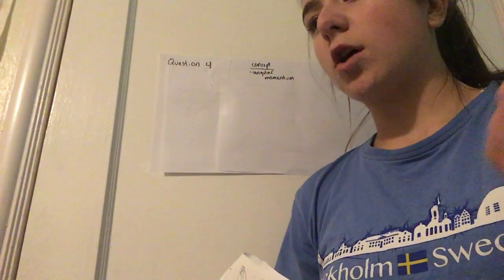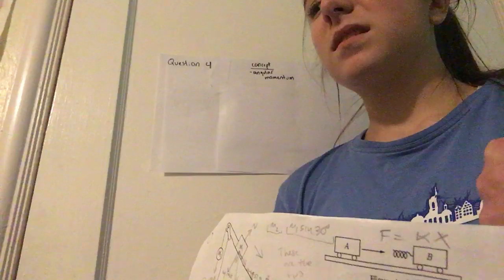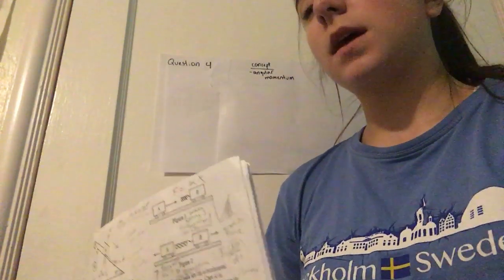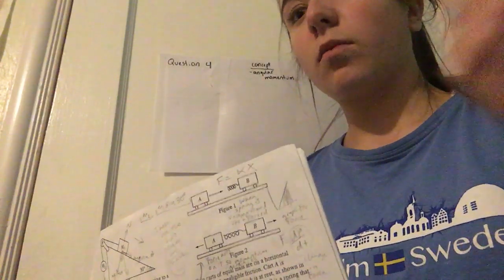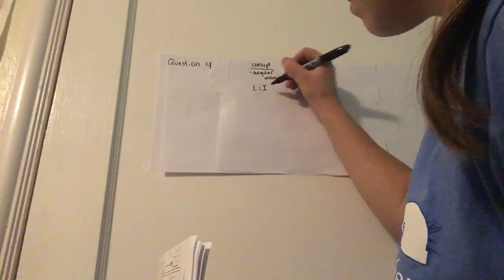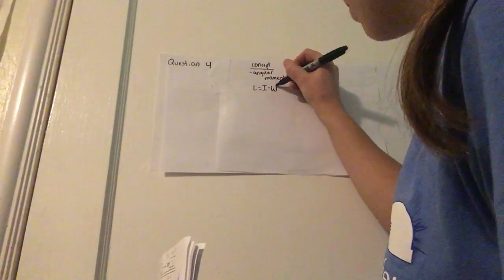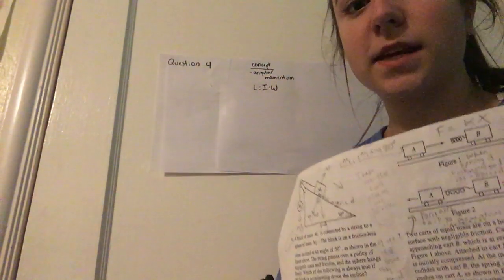The first is when an object is just rotating around itself, and an example of that is the Earth rotating around its axis of rotation. And so that is the equation: angular momentum equals moment of inertia times angular velocity.